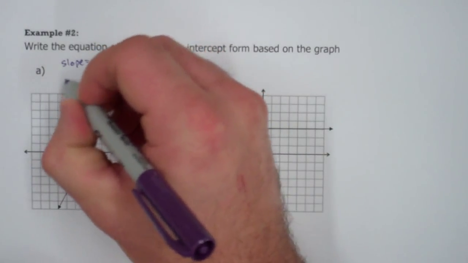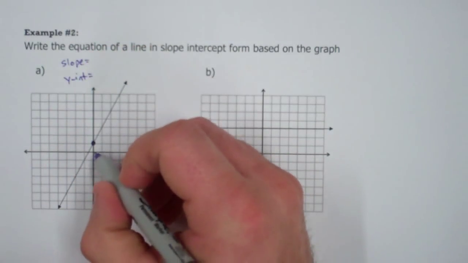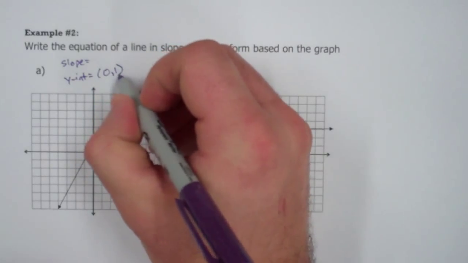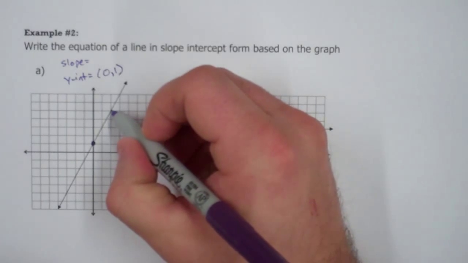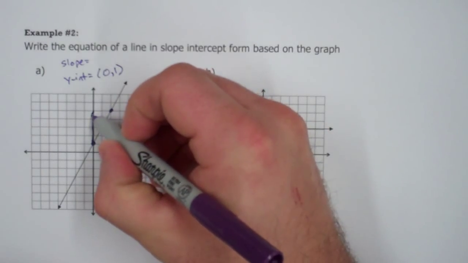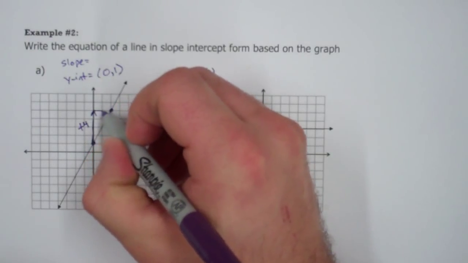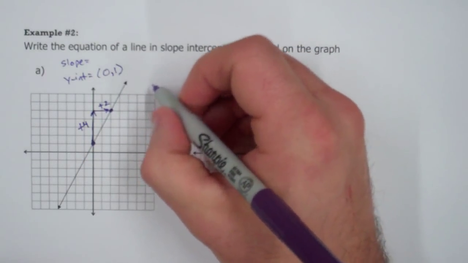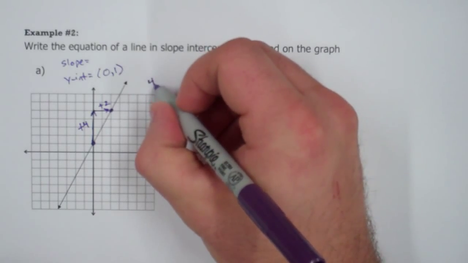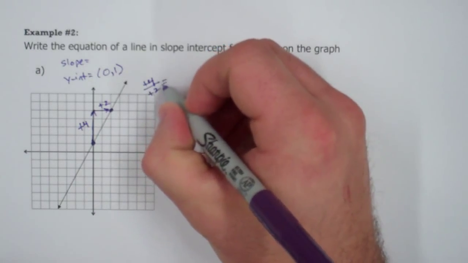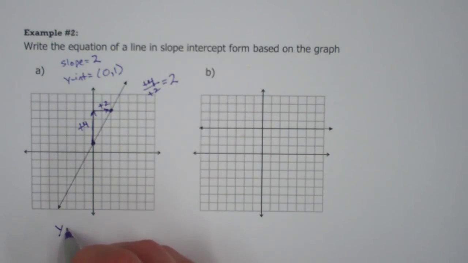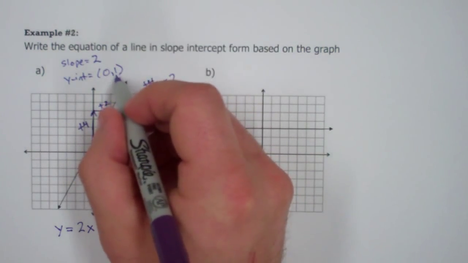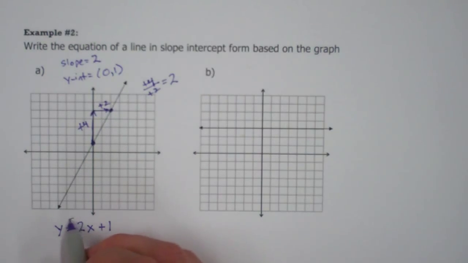But the y-intercept for this one is (0, 1). It's just the point where the graph crosses the y-axis. To find the slope, you can pick any 2 points. For this one, we're going up 4 and right 2. So the slope is rise over run, and 4 divided by 2 is 2. We can now write our slope-intercept form of this line. The slope is 2, the y-intercept is (0, 1), and we're only going to use this 1 right here.